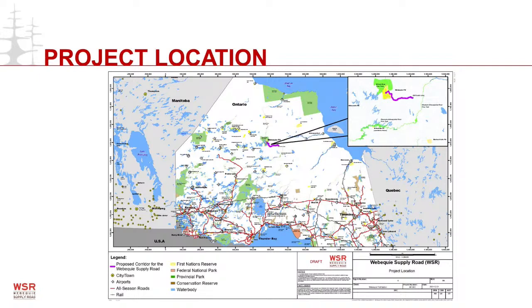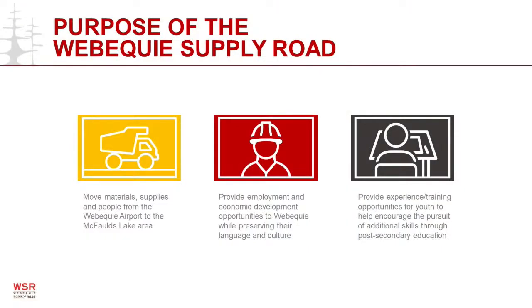In terms of the purpose of the project, the community is what you call the proponent for this project. So they are leading the environmental assessment. They are sponsoring this project. The three main purposes driving their desire for this project to go ahead, their desire for this road, are, first of all, to move materials, supplies, and people from the Webequay Airport to the McFalls Lake area. Secondly, to provide employment and economic development opportunities to Webequay, while at the same time preserving their language and culture. And then finally, to provide experience and training opportunities for youth to help encourage the pursuit of additional skills through post-secondary education.